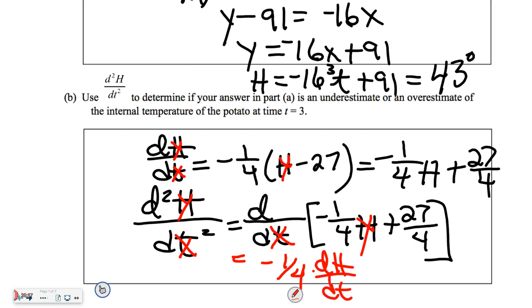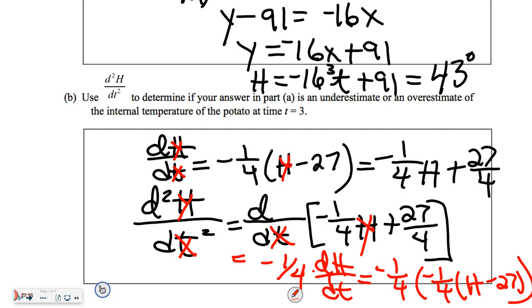So honestly, it didn't hurt your score because you're always compared to the average. So it didn't really matter. But then I'm going to go put up what that was. It's negative 1/4 times negative 1/4 H minus 27. You are right, Kaden. It's negative 1/4 times dH dt.